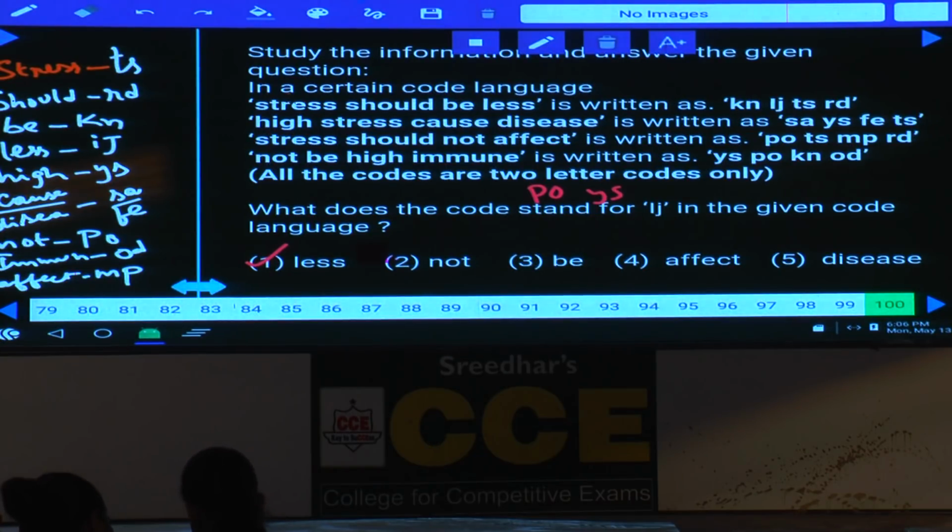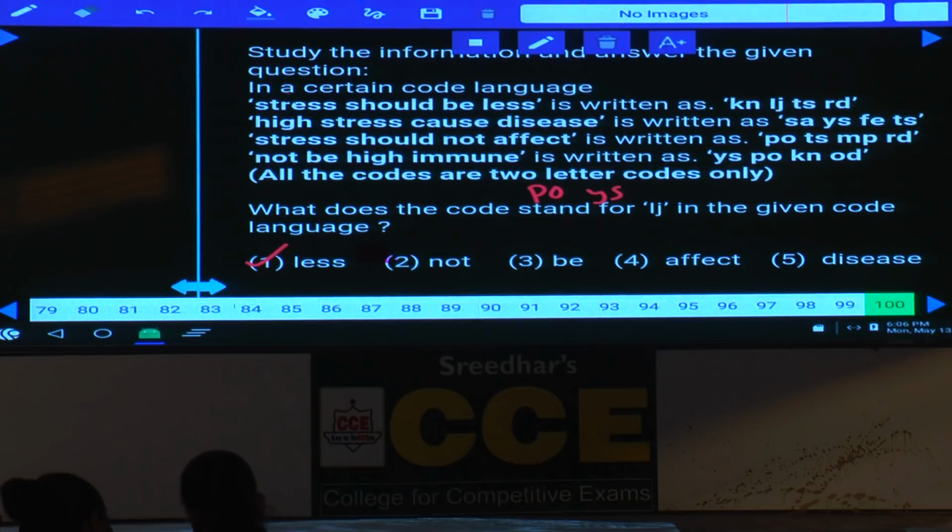Now in this 100, what is the code to the word less? Tell me what is the code to the word less here? Less is IJ. IJ is the code to the word less. Choice 1 is the answer. Done? This is about coding and decoding.